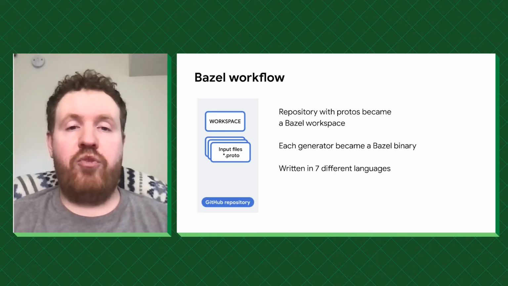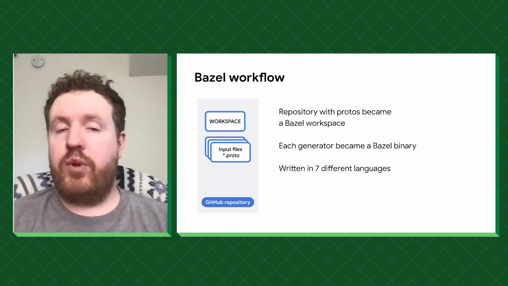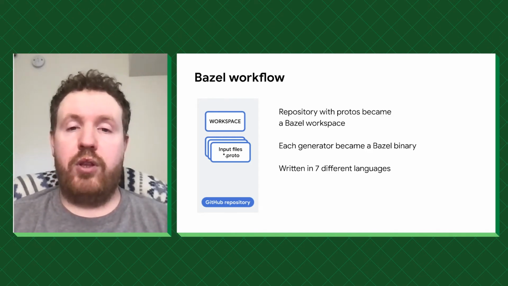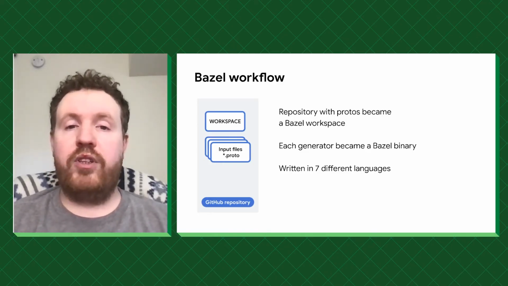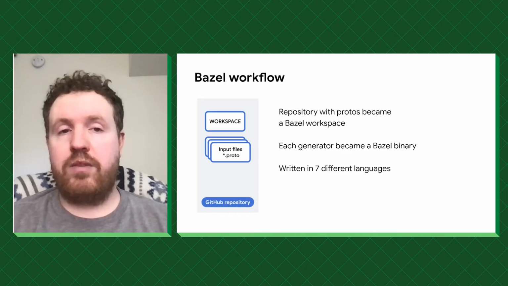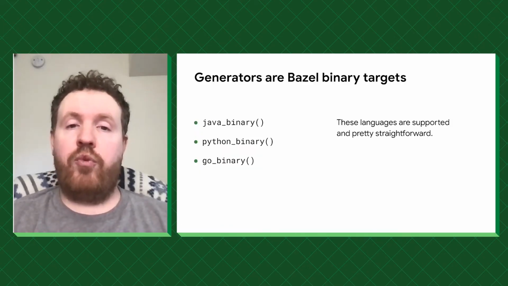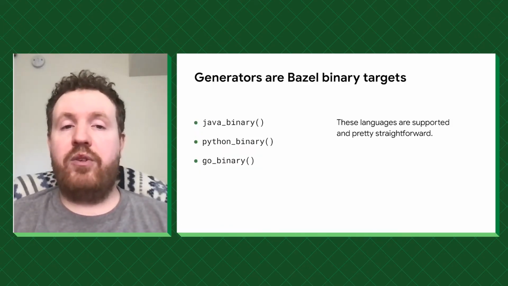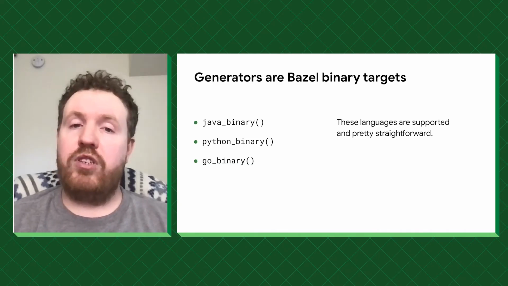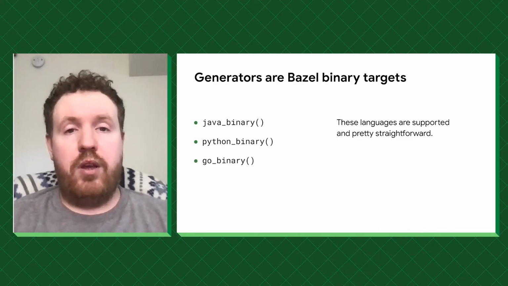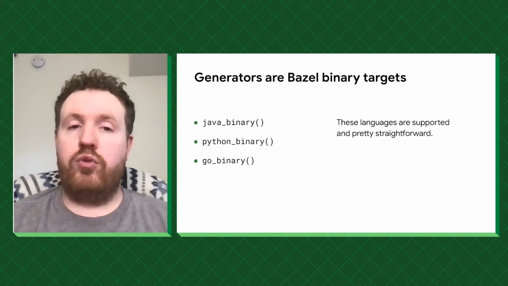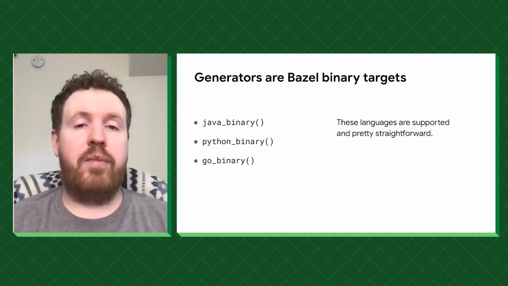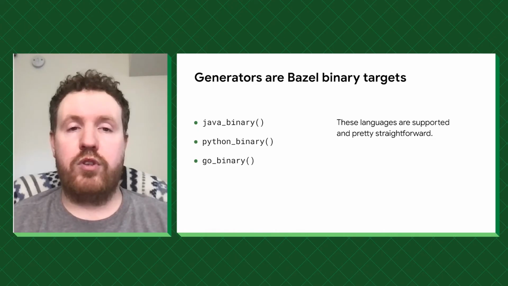The client library generator for each language became a Bazel binary. We have generators written in 7 languages, so the full build of the workspace loads and runs the code written in all those 7 languages. Changing the generators to become Bazel binaries was easier for some languages and harder for some other languages. For example, for Java, Python, and Go, it was pretty straightforward to do since we have java_binary, py_binary, and go_binary rules.